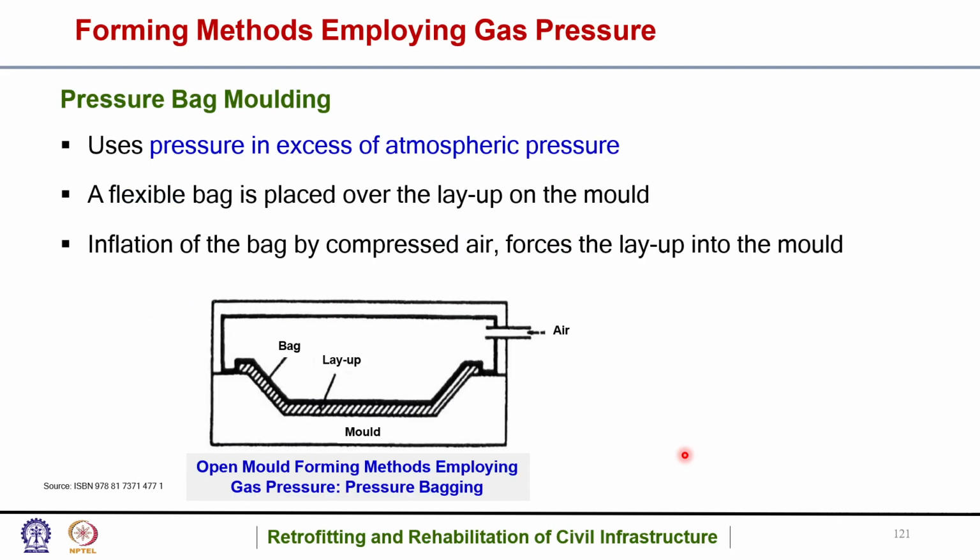Okay, so then there is pressure bag molding. So it uses pressure in excess of atmospheric pressure. A flexible bag is placed over the layup on the mold. So this is the layup, this is the mold, okay, and this is the bag. Inflation of the bag by compressed air forces the layup into the mold. Okay, so that is how it is achieved.